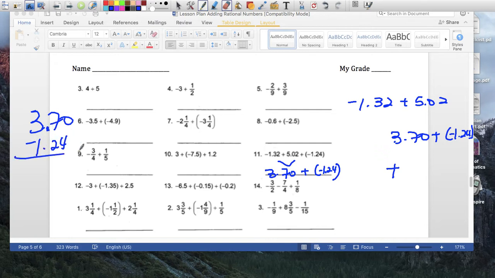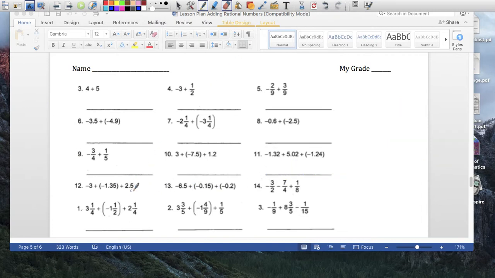Remember to line up your decimals. 7 is going to be a 6. 10 minus 4 is 6. 6 minus 2 is 4. And 3 minus 1 is 2. So I get positive 2.46. I'm going to skip. I think you can manage 12 and 13.